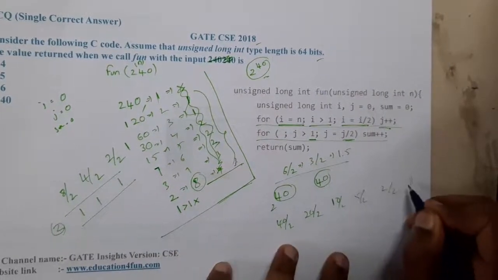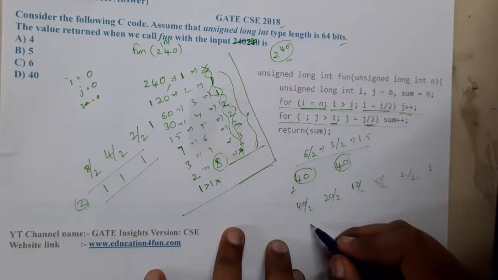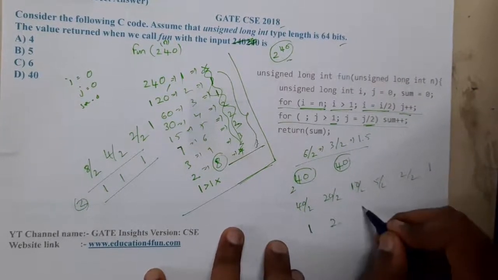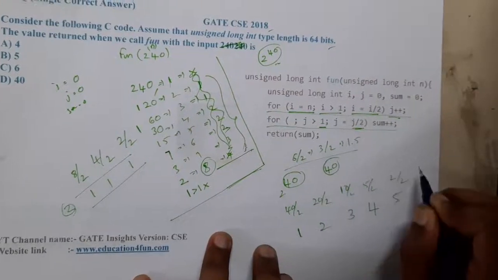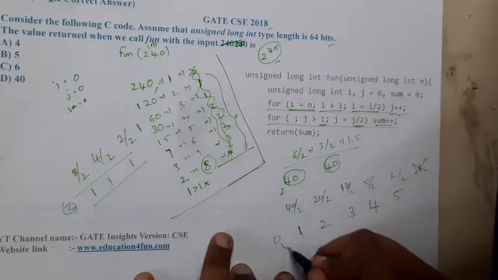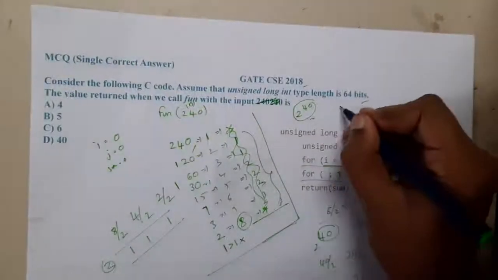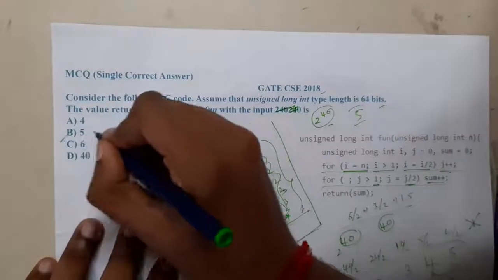So what are the values, guys? Here it will be 1, here it will be 2, here it will be 3, here it will be 4, and here it will be 5, and here the condition will be false. So I'm doing sum plus 1, guys. It starts with 0 and it will increment to 1, 2, 3, 4, and 5, right? So the answer indirectly will be 5. So option B will be the correct answer.